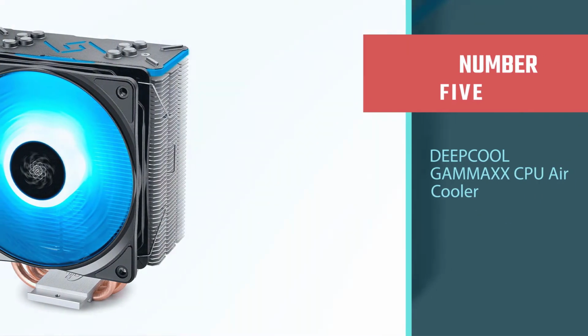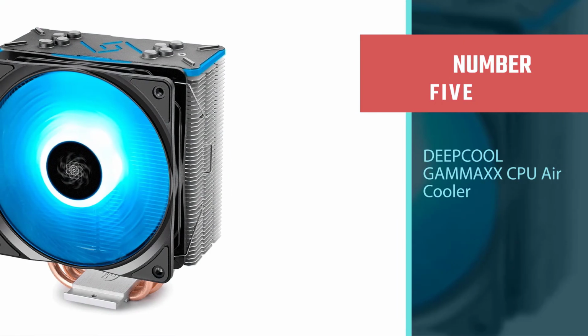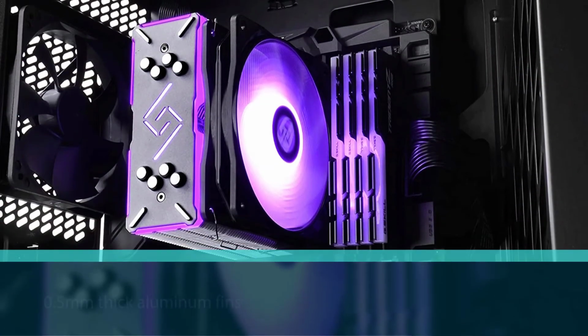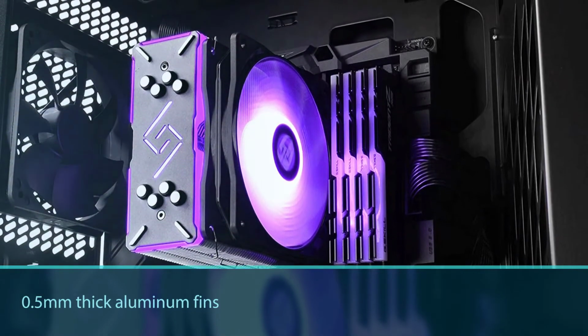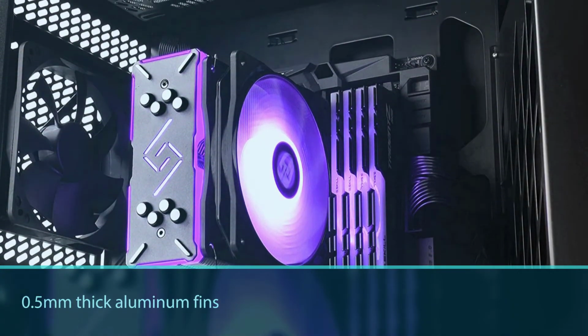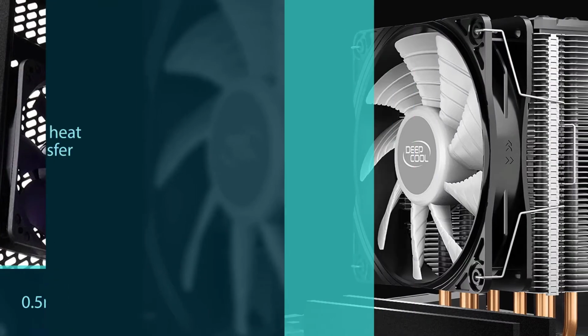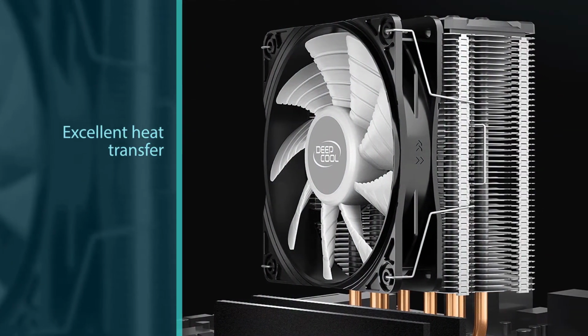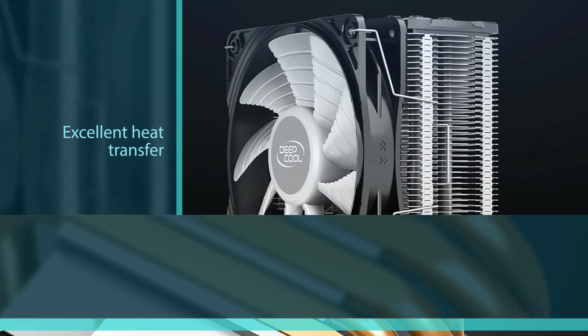Number 5. DEEPCOOL GAMMAXX CPU Air Cooler. The brand has integrated 4 direct contact heat pipes in this cooler to keep all things under control. The 0.5 mm thick aluminum fins make the cooling even better by offering excellent heat transfer.